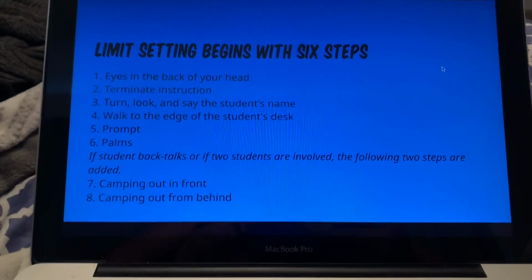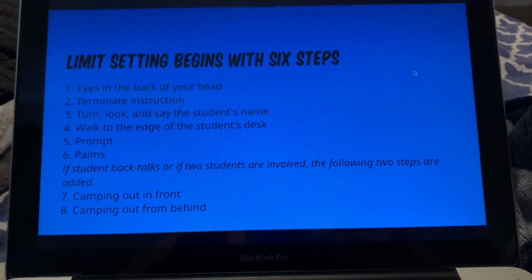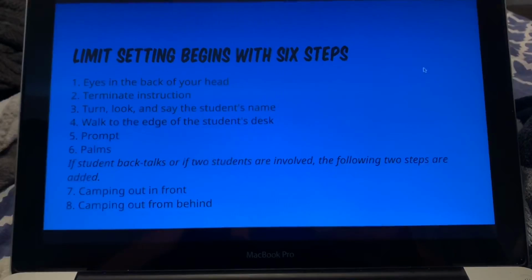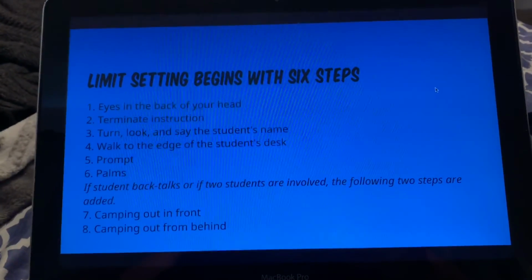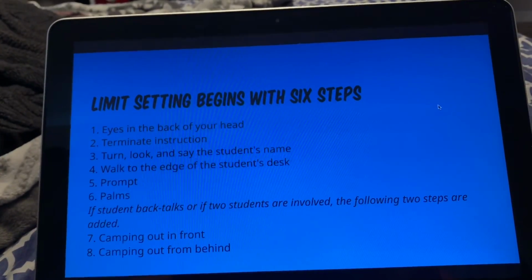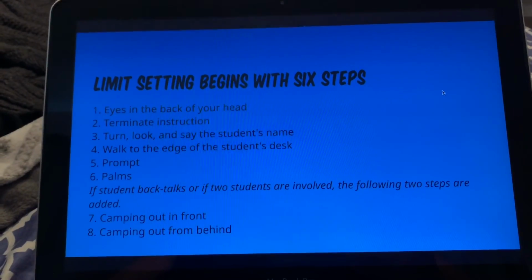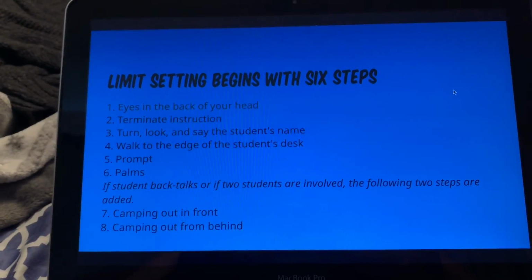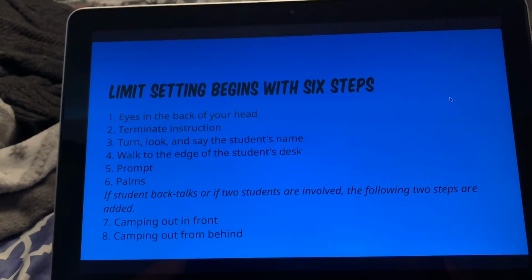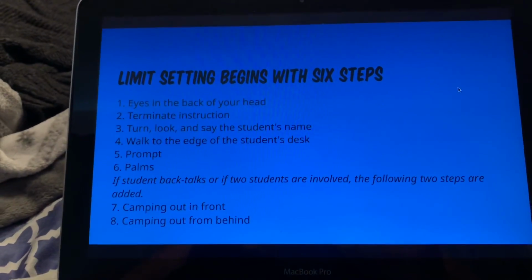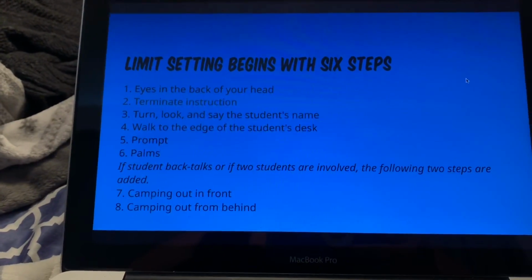Okay, so limit setting starts with these 6 steps. You need to have eyes in the back of your head, terminate instruction, turn, look, and say the student's name, walk to the edge of the student's desk, prompt. And prompt is where you get eyeball to eyeball with the student, and the student should be given a prompt, a message that tells the student what to do next. The prompt might be moving work around in front of the student, pointing to the work to be done, or verbally telling the student to get back on task. And then once the student has complied, the teacher should thank the student and move away.